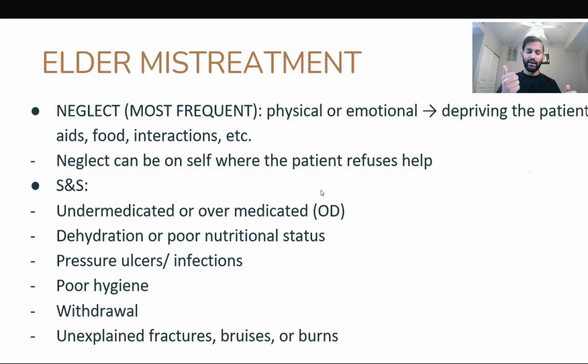Let's talk about some of the signs and symptoms. We already talked about over and under medication. It also could indicate dehydration or poor nutritional status, which means the caretaker is not meeting the demand of the older adult's body. It could include pressure injury, infection, poor hygiene, withdrawal, unexplained fracture, bruising, or burns. Those could indicate elder mistreatment as well. Those are more like the physical mistreatment, but in general, that's what we have in elder mistreatment.